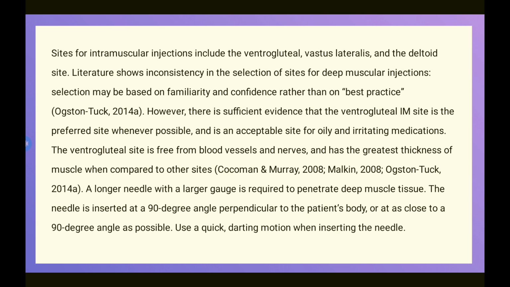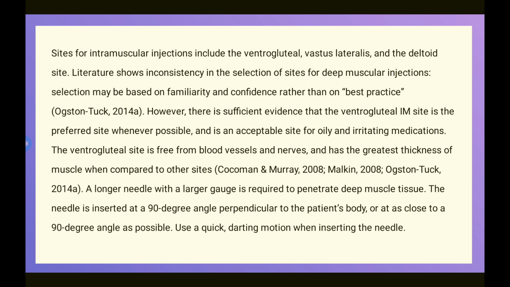The literature shows inconsistency in the selection of the sites for deep muscular injections. Selection may be based on familiarity and confidence rather than on best practice. However, there is sufficient evidence that the ventrogluteal muscle site is the preferred site whenever possible and is an acceptable site for oily and irritating medications.